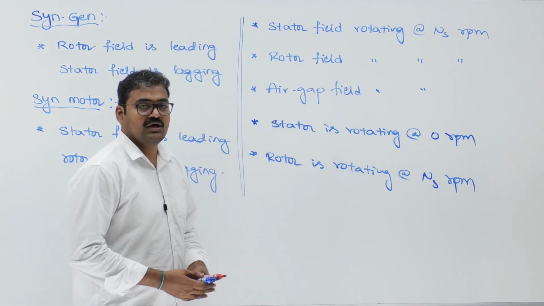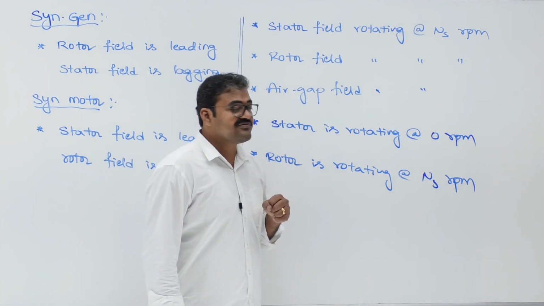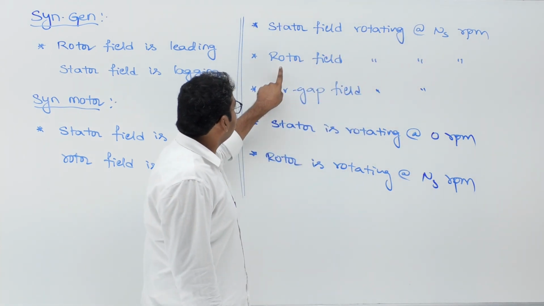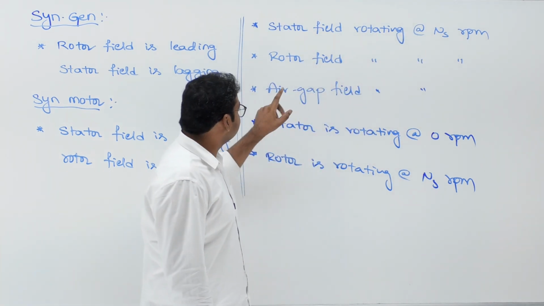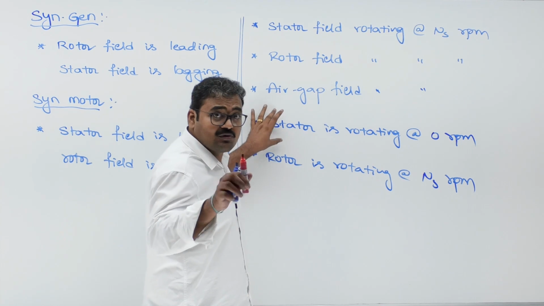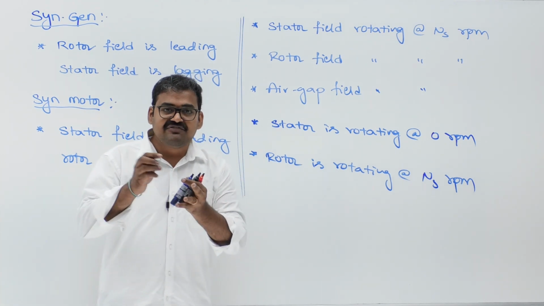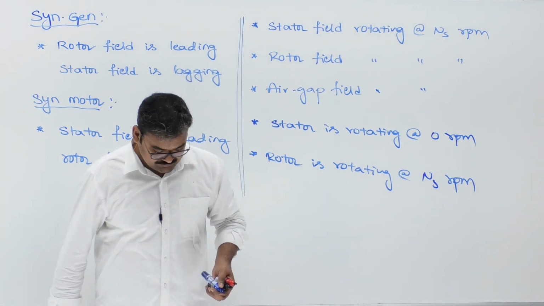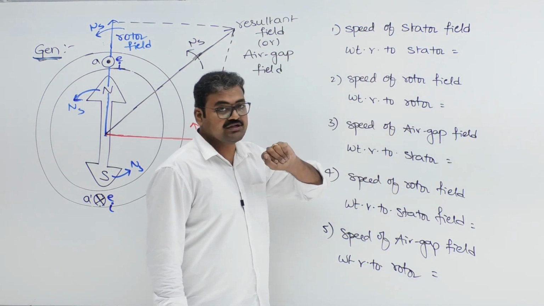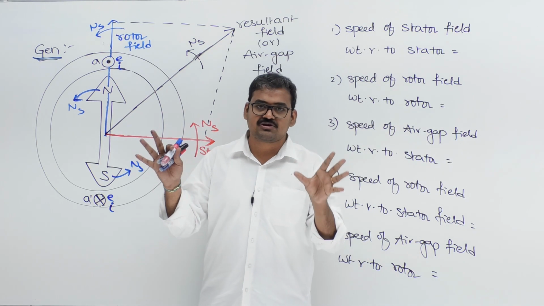Okay, synchronous speed. So let us answer a few questions from all these points. The stator field is rotating at synchronous speed. The rotor field is rotating at synchronous speed. The air gap field is also rotating at synchronous speed. But the stator core is not rotating, it is stationary. The rotor core is rotating at synchronous speed. Now let me frame a few questions for you. I have selected 5 questions, and you have to fill in the answers. This is the diagram reference for us, a synchronous generator, and the same is applicable for a synchronous motor as well.